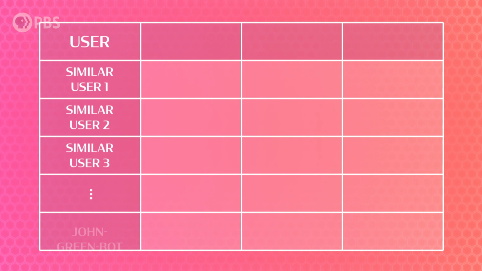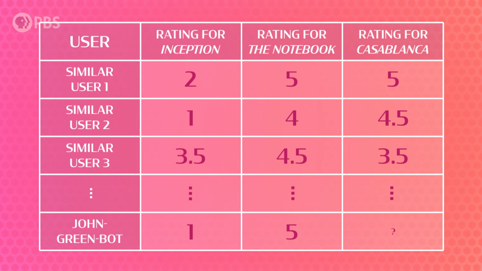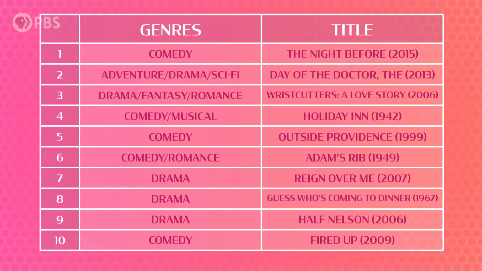such as Casablanca. Now, this is a classic supervised learning problem. The user-user algorithm trains on past data from users in the clusters to guess how much John Green Bot will rate Casablanca. It might predict something like 4.6. And then the algorithm will do the same thing for all the other movies John Green Bot hasn't seen that his cluster neighbors have. In the end, I want the algorithm to give us a sorted list of the top 10 movies John Green Bot will probably like.